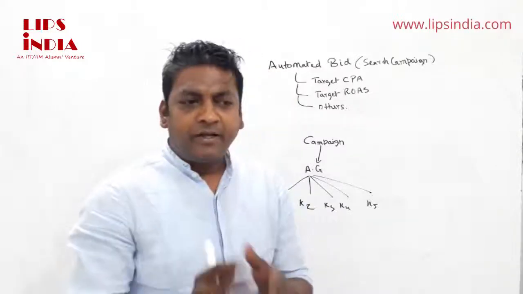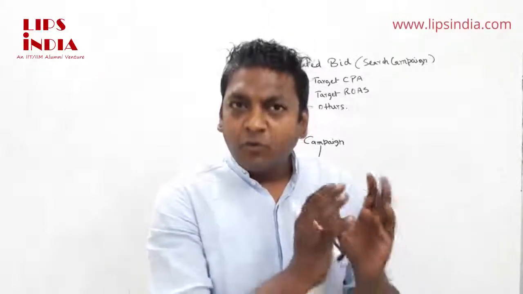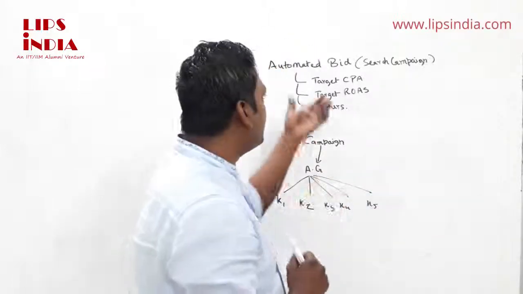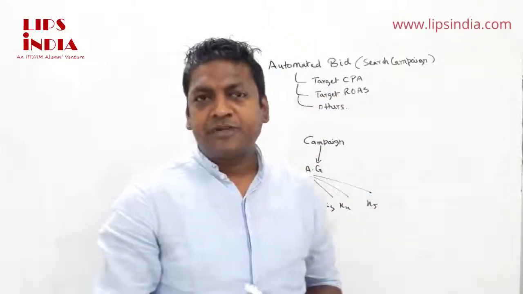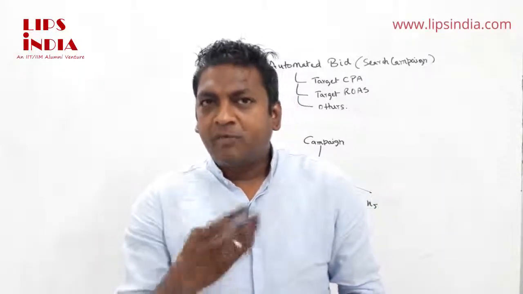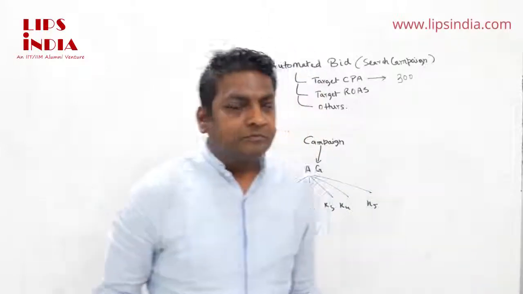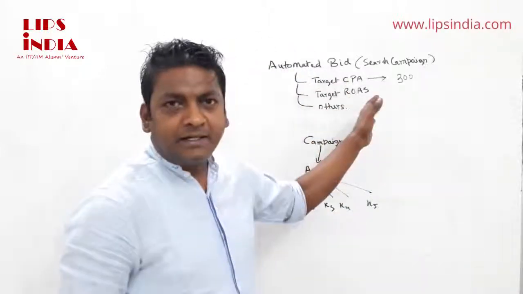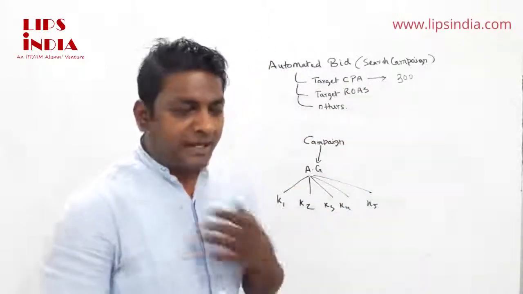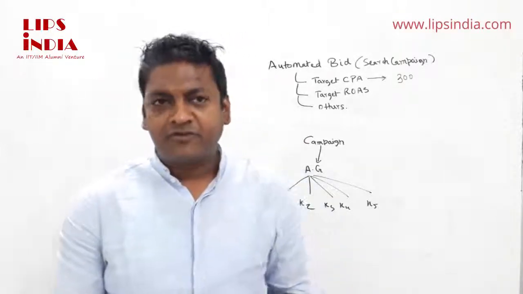So when you leave it on automated bid and you leave bidding for Google and you've chosen target CPA bid as an option, you assume that you would pay only when a conversion happens. While in reality, the amount of money which is spent is not related to the conversion. So let's say I've set a target CPA of 300 rupees. My assumption is I'll end up spending 300 rupees per conversion.